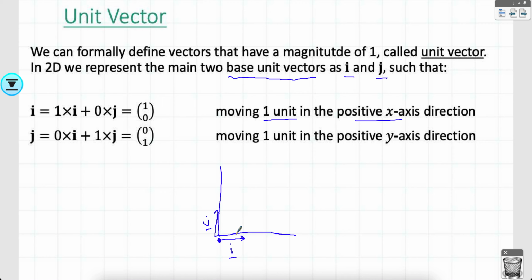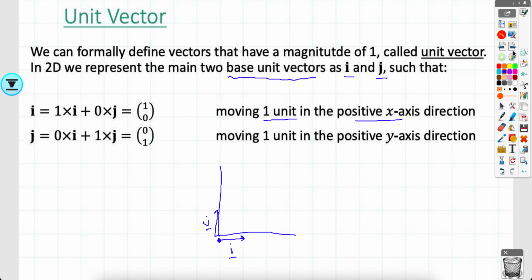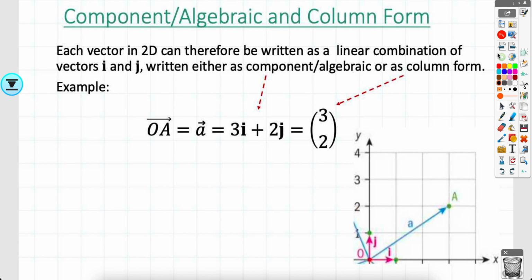So the i and j are universal letters we use to represent the base unit vectors, and I can say that i is just 1 times i and 0 of j, and I can write it in this column format, and j would be as such, but for the y values. So this is not an unusual format. You should have seen this type of notation before, but now we're just building up the definition. So these are unit vectors. They have a magnitude of 1, and they represent the base unit vectors.